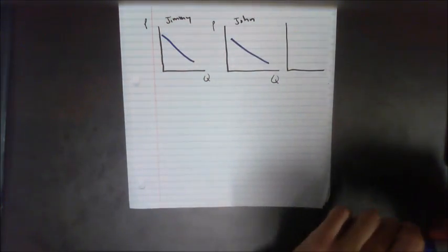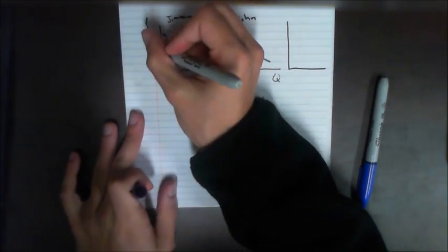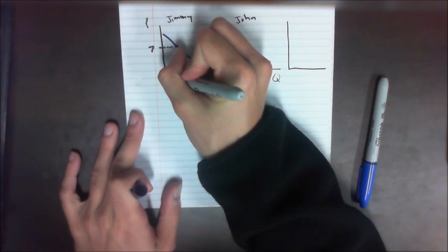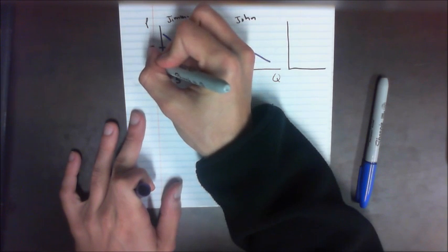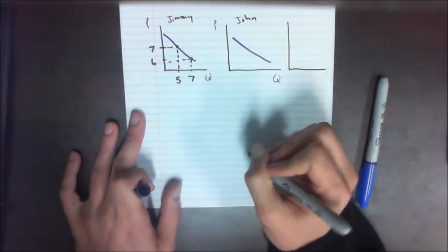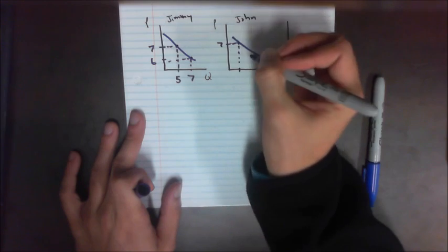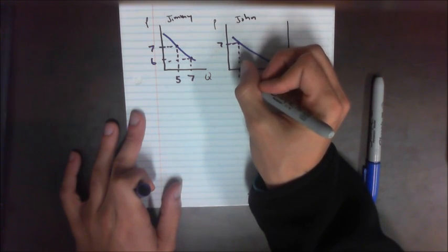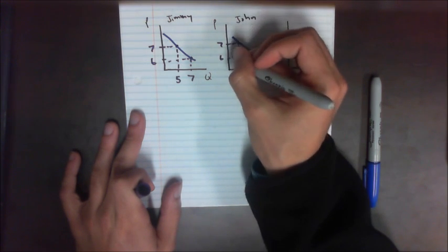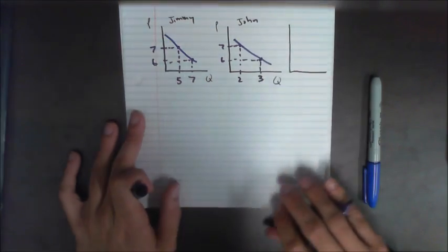Now we'll assume that at a price of, we'll say, $7, Jimmy here demands 5 sandwiches. At a price of $6, Jimmy demands 7 sandwiches. John, on the other hand, at a price of $7, he doesn't like sandwiches as much, so maybe he only likes 2 sandwiches. And at a price of $6 over here, John demands maybe only 3 sandwiches.